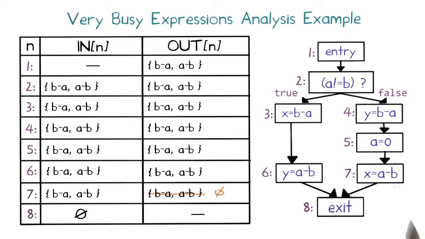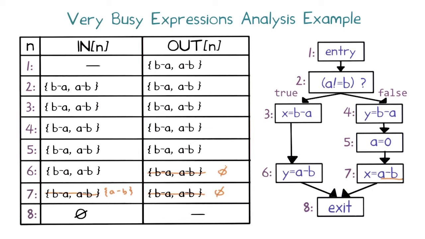Likewise, it updates the in set of node 7 to reflect the fact that expression a minus b is very busy at this point, as it is indeed used immediately thereafter. Continuing along this branch, it similarly updates the out set of node 6 to the empty set, as no expressions are very busy at this point.